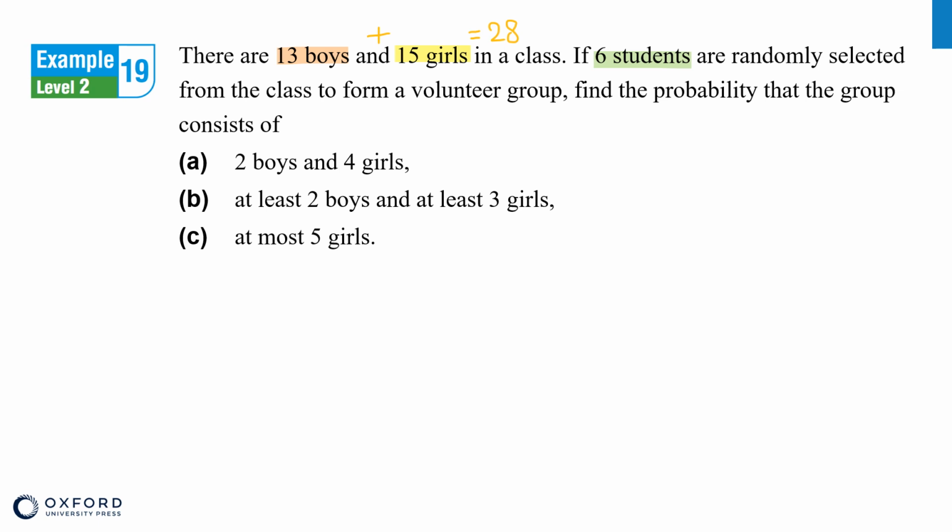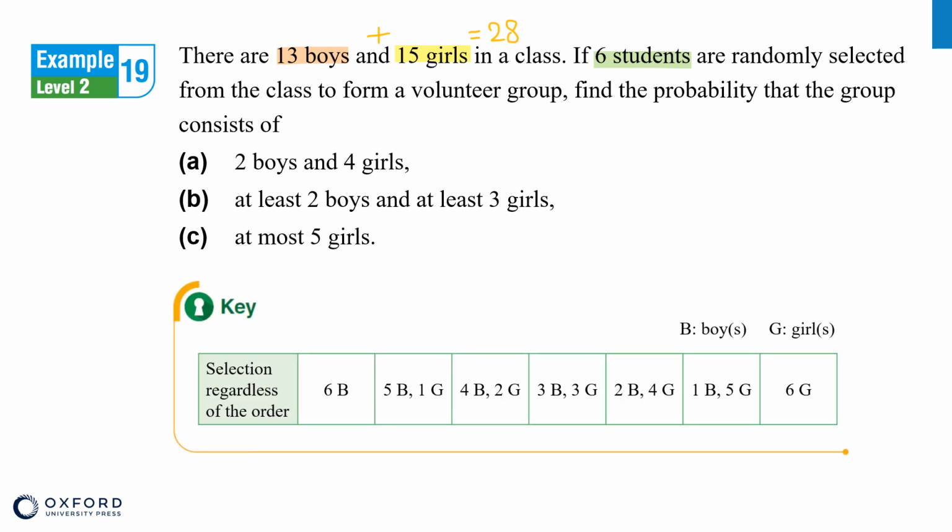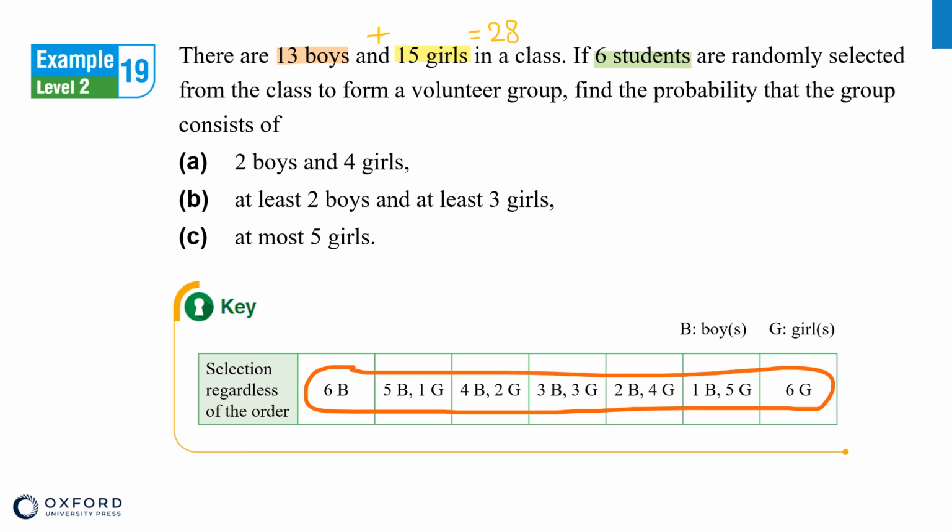Before we find the answer of each part, let's have a look at the various ways of selection first. 6 students are to be selected, so the possible ways are like this. Then, to find the required probability of each part of the question, we only need to find the number of possible ways to select the boys and girls as specified, then divide it by the number of possible ways of selection with no restriction, which, in fact, would be the same as the sum of all these possible ways.